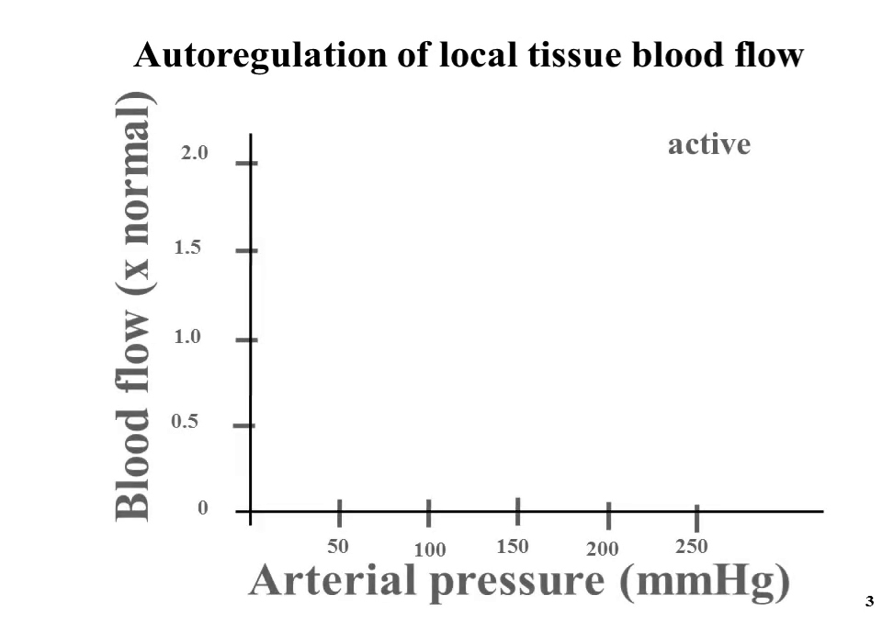What is the autoregulation of local tissue blood flow? In any tissue of the body, an acute increase in arterial pressure causes an immediate rise in blood flow, but within less than a minute, the blood flow in most tissues returns almost to the normal level, even though the arterial pressure is kept elevated.